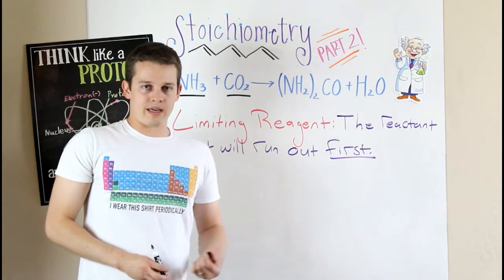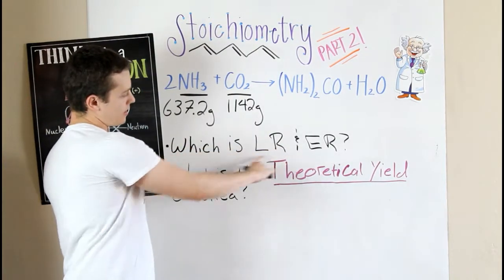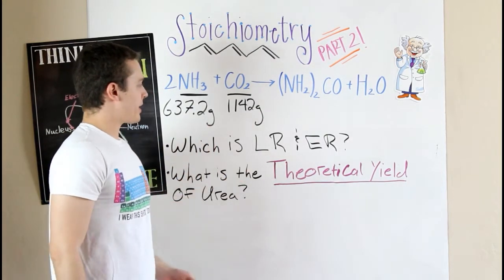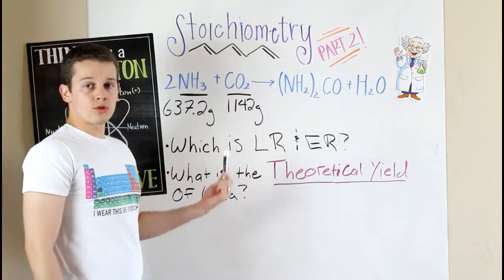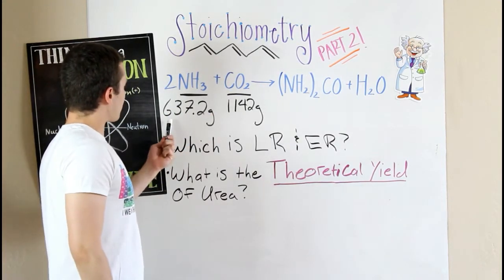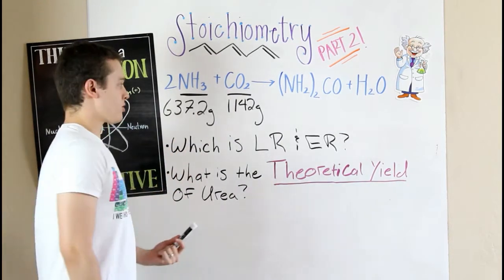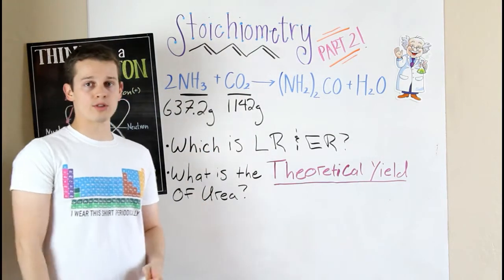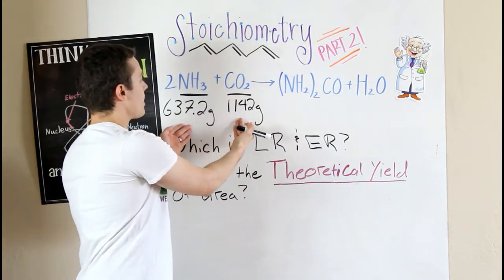So, let's begin with a question. We now have 2 questions that are being asked here. We're going to focus on this top one here first. Which of our reactants is the limiting reagent and which one is the excess reagent? Now, we've also been given 2 quantities here for our ammonia and carbon dioxide. We're saying that we are given 637.2 grams of NH3, and it's going to react with 1,142 grams of CO2.